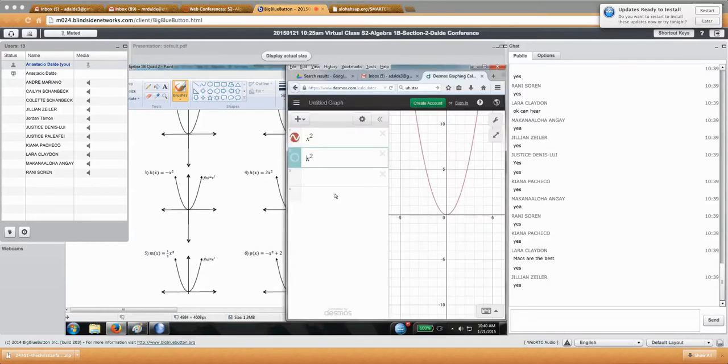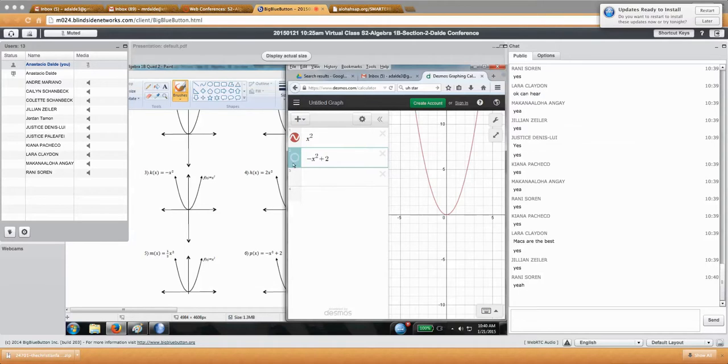I'm going to put negative x squared plus 2. What Rainey is thinking is that this plus 2 over here is going to move the graph up 2. This negative over here is going to flip it upside down. Are we cool with this? Am I accurate to say that, Rainey? Is that what your thought process is?